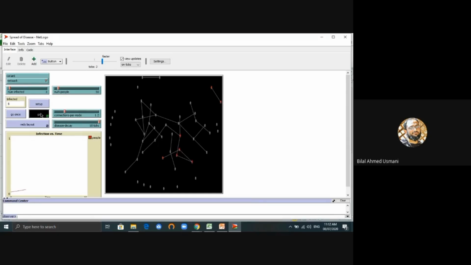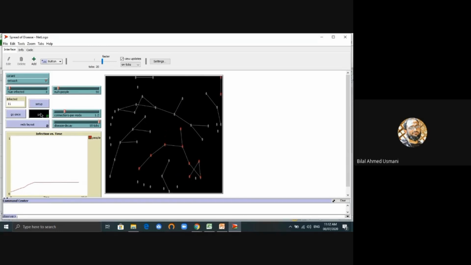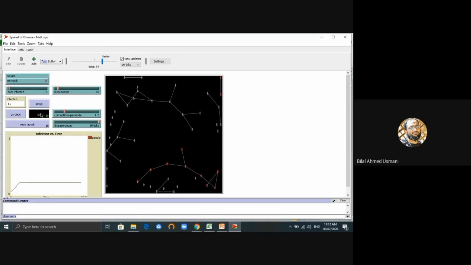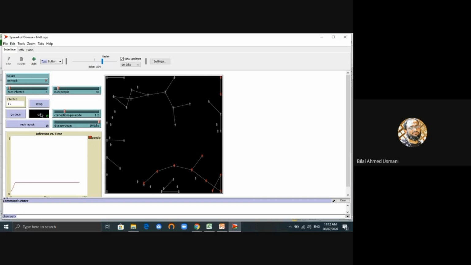So if I run the simulation, you can see that people are getting infected, and it reaches an infected capacity, the carrying capacity of 11, and then it stops. So even if they are standing side by side, if there is no network, they are not connected.